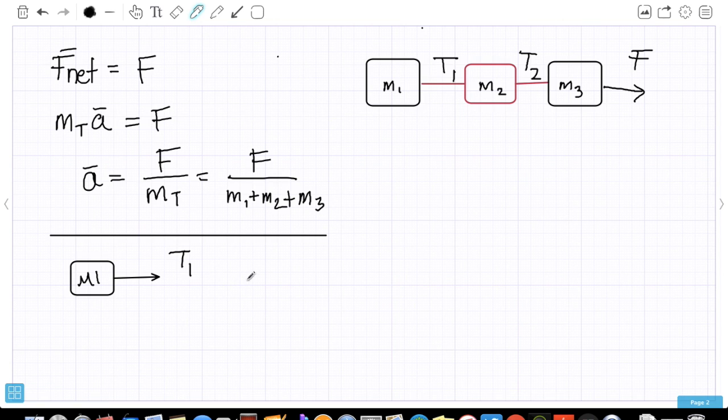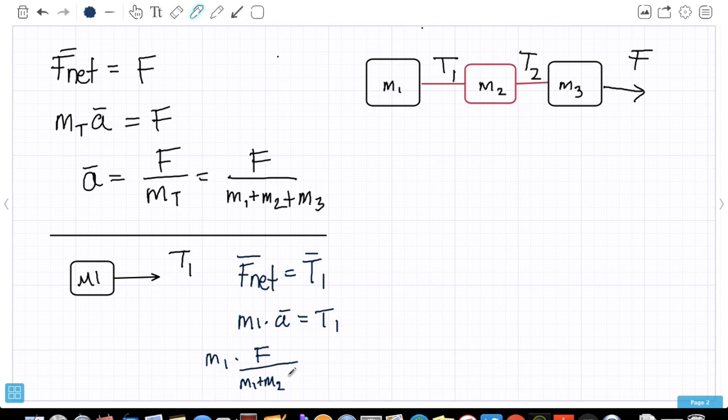Okay, so let's do an FNet statement for this block then. Let's use a different color. So our FNet for block M1 is equal to T1, because that's the only force. And again, we'll use Newton's second law here. M1 times A is equal to T1. And A is equal to this right here. So we have M1 times F over M1 plus M2 plus M3.